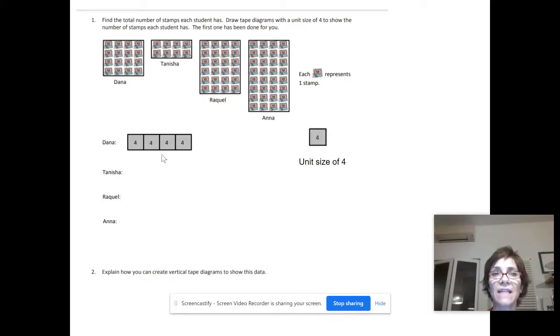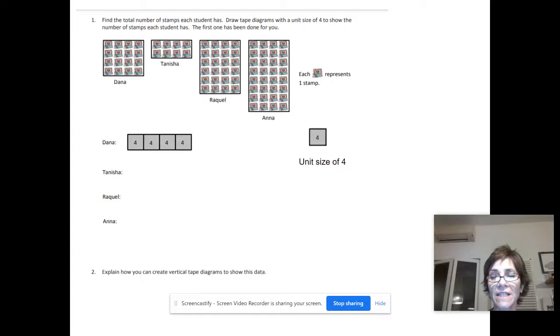What we have to do is draw tape diagrams. So we have to represent the stamps that they have on a tape diagram, where each unit has a size of 4. Each unit, the value of each unit is 4 stamps, okay? Dana has already been done. So how many stamps does Dana have? It's an array, right? So we already know how to count. We can skip count. There are 4 stamps in each row, and there are 4 rows, so we can skip count by 4. We can do 4 times 4 is 16. Skip count by 4, 4, 8, 12, 16. So she has 16 stamps.